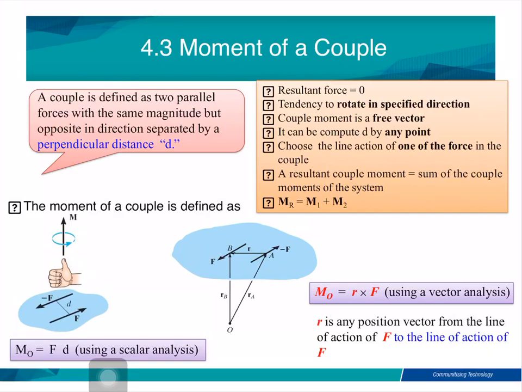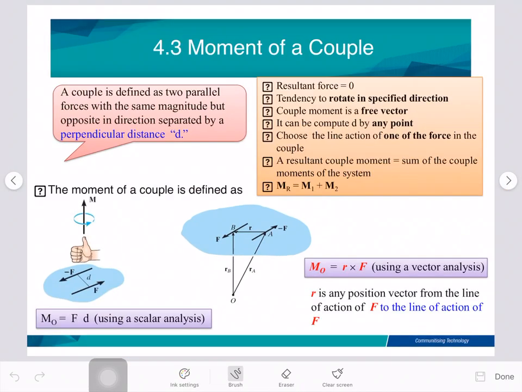So, based on this figure, by using scalar analysis, the moment at point O is equal to force times distance. And in this figure, the moment at point O is equal to R cross F. By using vector analysis, R is any position vector from the line of action of F. This is the R.